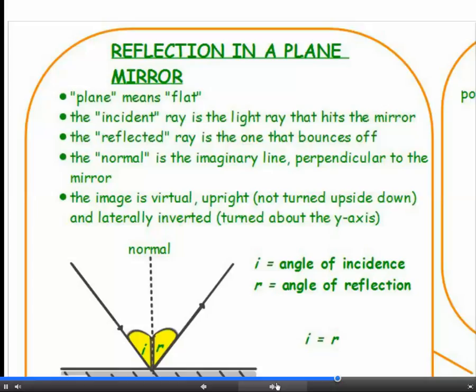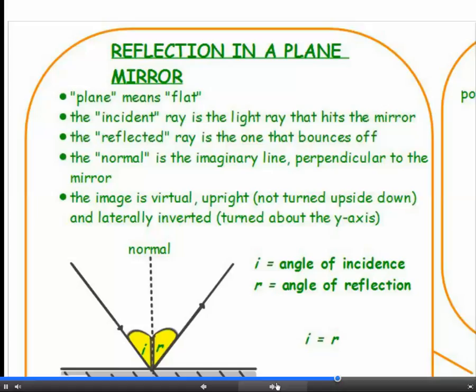You'll see that I've labelled the two angles I, this is the angle of incidence, and R, which is the angle of reflection. And going up and down through the middle, that perpendicular line is called the normal. And that's where all angles are measured from. I equals R, the angle of incidence equals the angle of reflection.